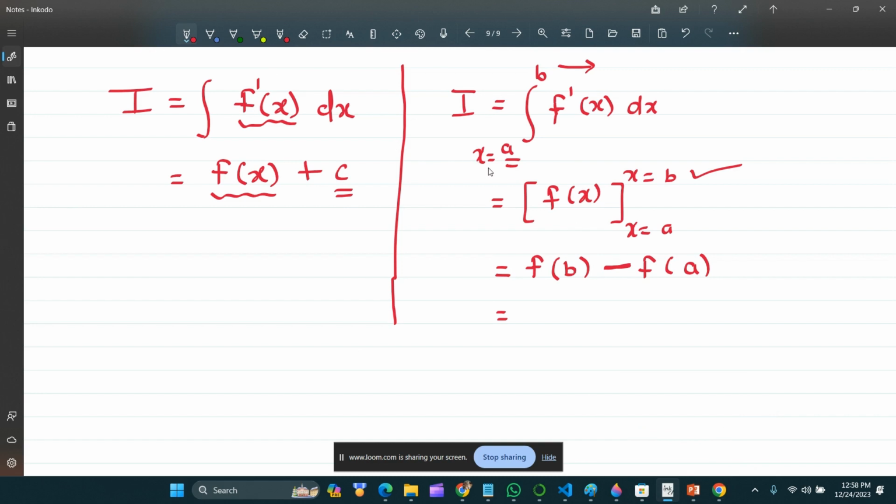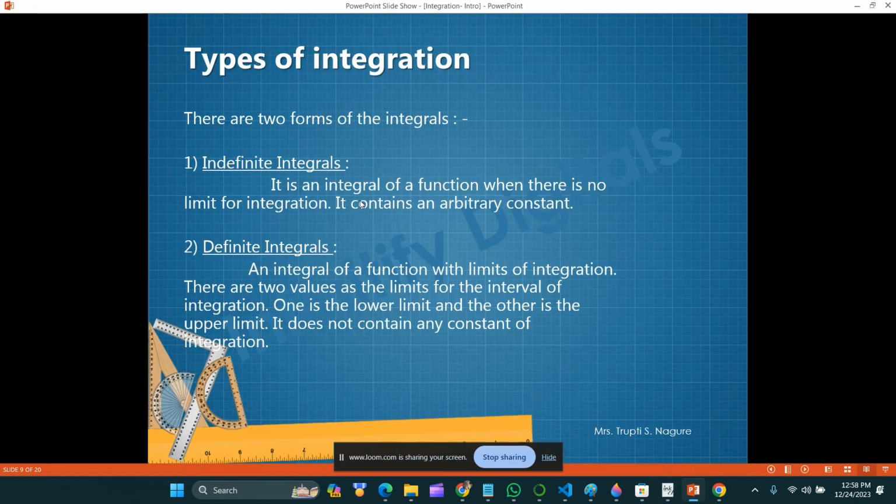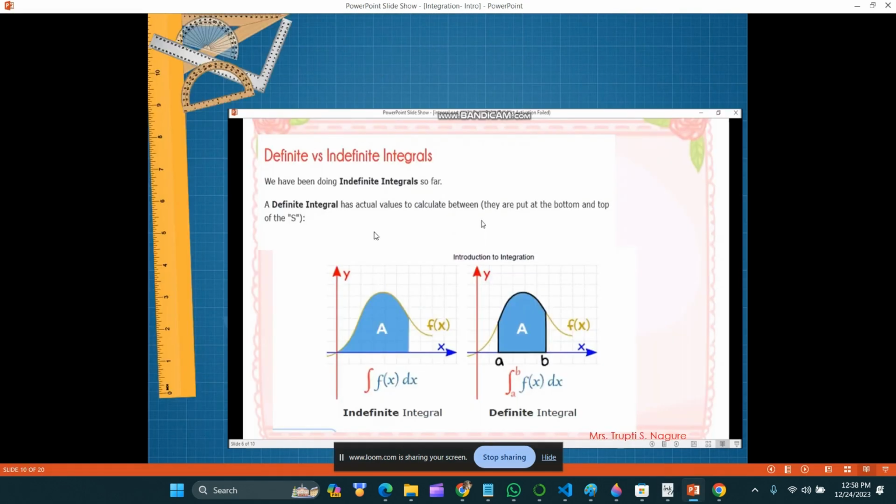So this is the difference between indefinite and definite. In the applications of integration, we will see definite integration. First we have to see indefinite integration. You can see the example or diagram on the screen, showing the difference between indefinite integration and definite integration. Indefinite integration has no limit; it may be minus infinity to plus infinity. This one is definite integration because it has the limit a to b. Just as we have seen in the example.